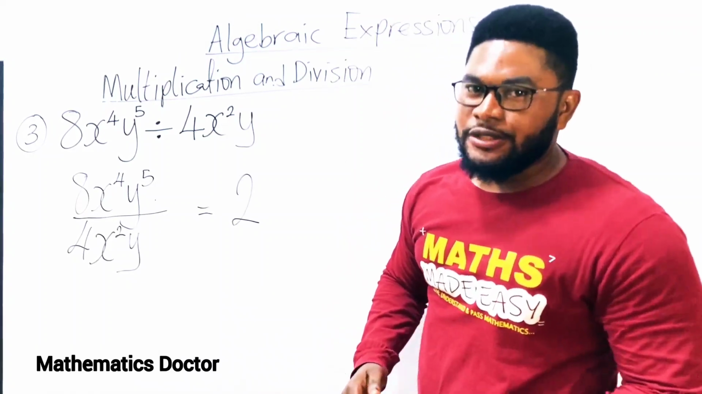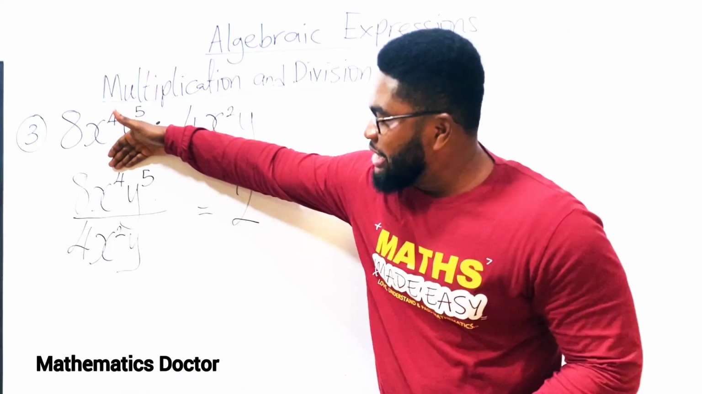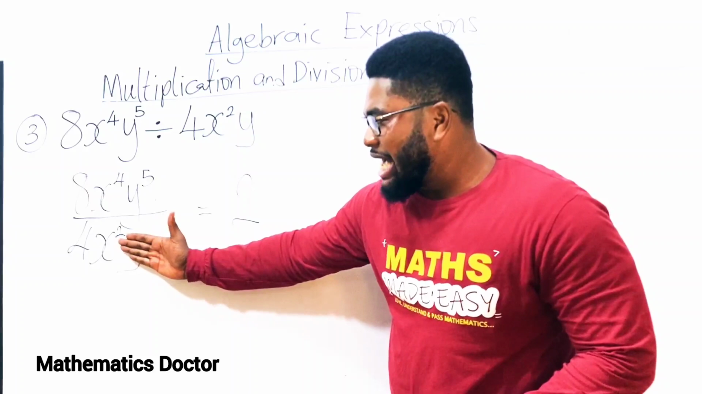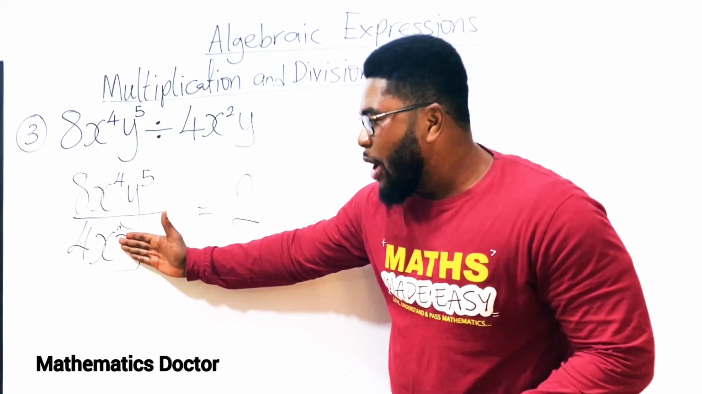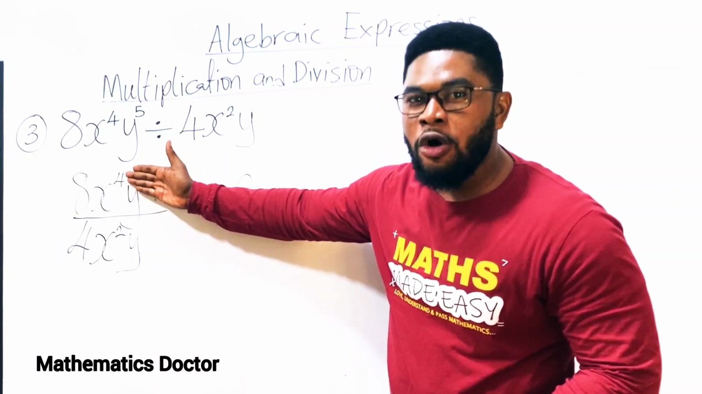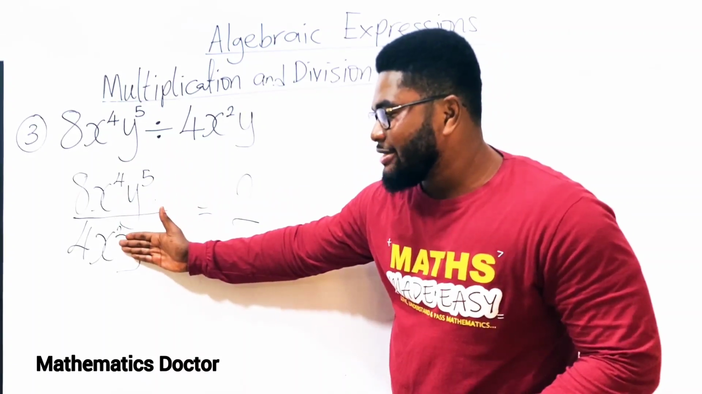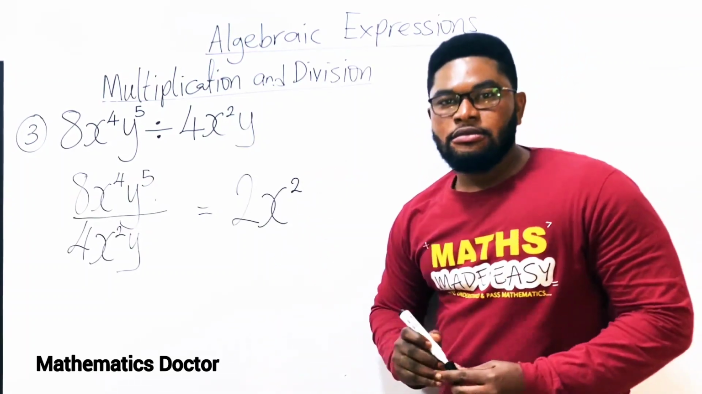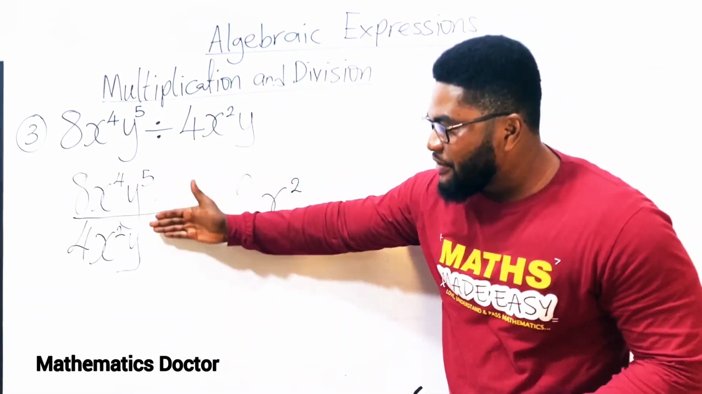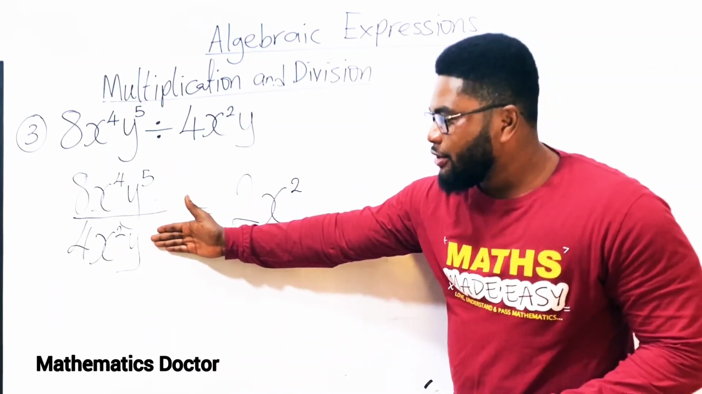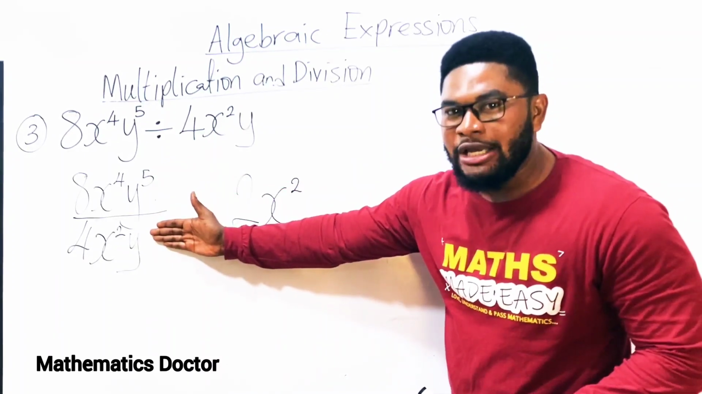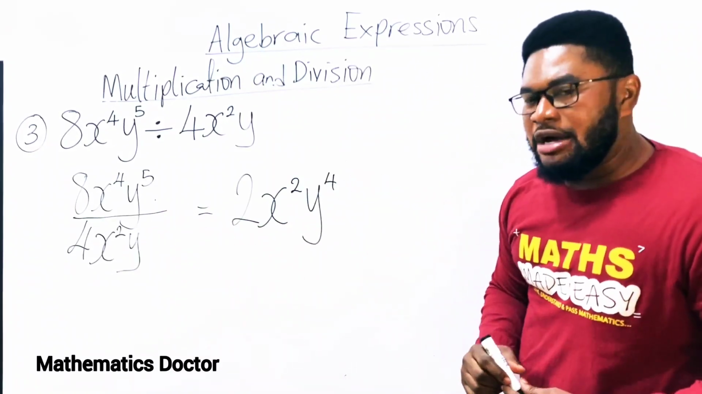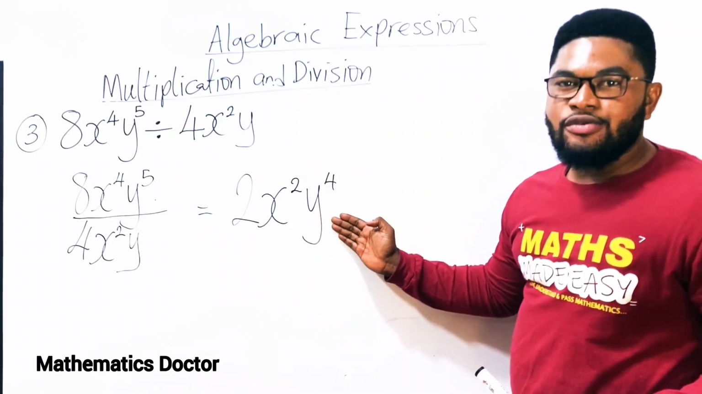Now let's go to the variables. x raised to the power 4 at the numerator divided by x raised to the power 2 at the denominator. Since this has the least power, it will be the power 2 subtracted from 4. So x power 4 minus 2, giving us x raised to the power 2. Then coming to the y raised to the power 5 and y having a power of 1. So power 5 minus power 1 gives us power 4. So we get y raised to the power 4. That means our final answer will become 2x squared y raised to the power 4.